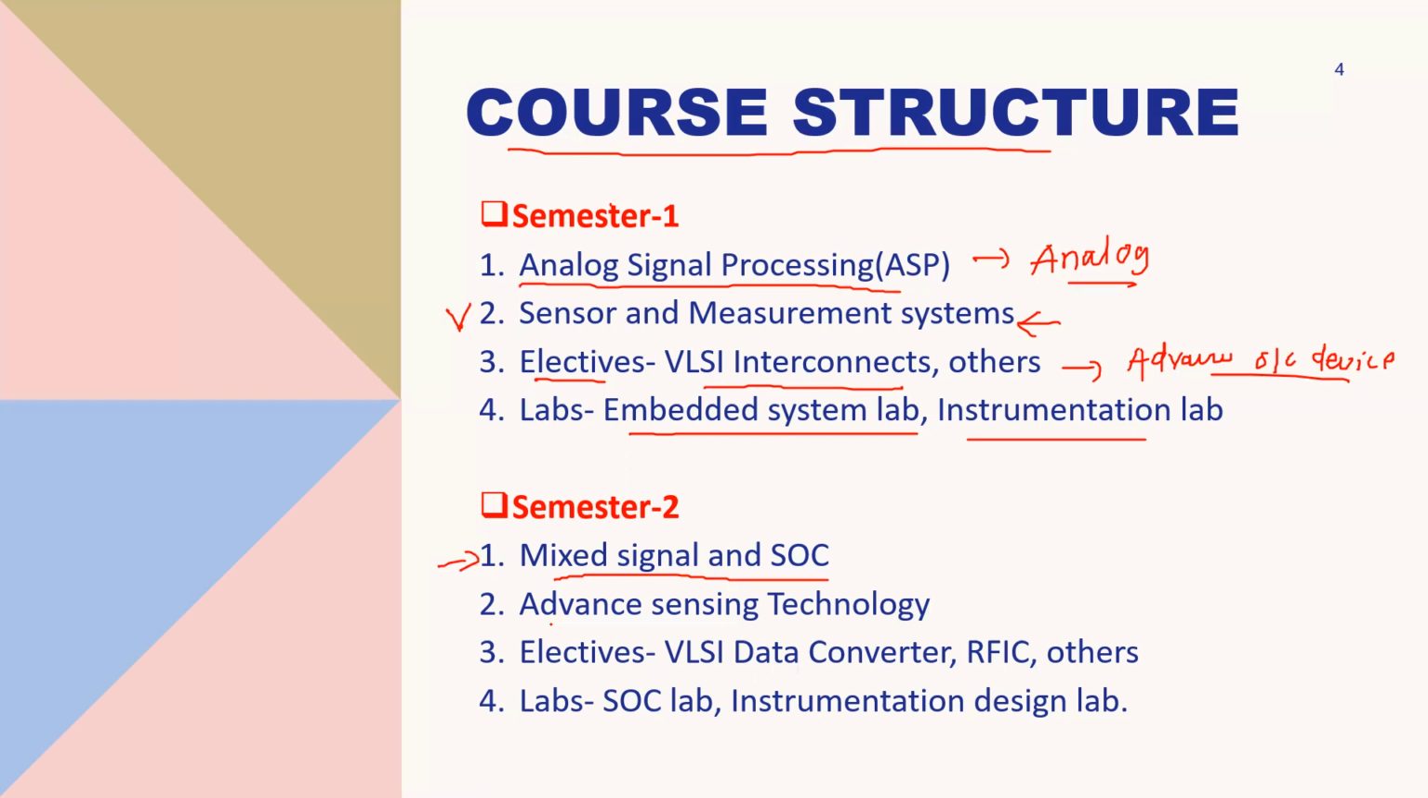I think there is no point discussing advanced sensing technology. These are some must-do subjects, like sensors and measurement systems in the first semester, and advanced sensing technology in the second semester, because this branch also starts with instrumentation. So we have to do some instrumentation courses and labs also. This is instrumentation lab first and instrumentation lab second in this semester. So no point of discussion here.